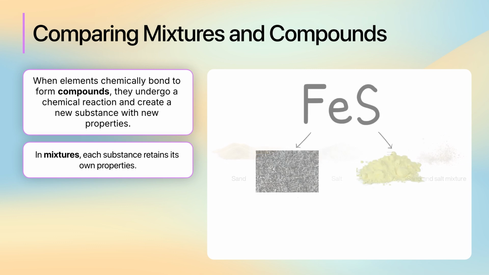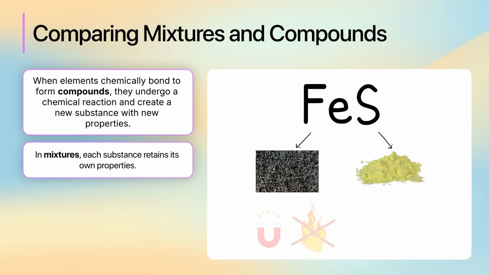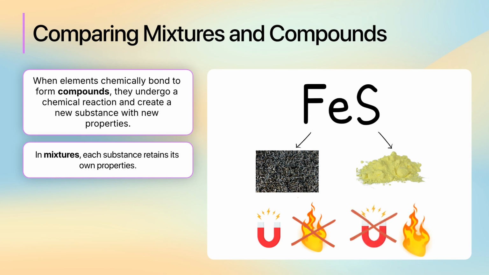Let's take a mixture of iron filings and sulfur powder. When you mix them together, the iron is still magnetic, and the sulfur can still combust. No new substance is created and their chemical properties remain unchanged. If you bring a magnet near the mixture of iron filings and sulfur, the iron filings will be attracted to the magnet, separating from the sulfur. Similarly, sulfur can be lit on fire while the iron filings will not burn the same way.